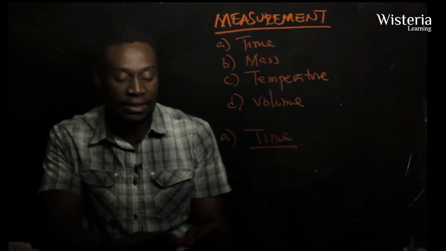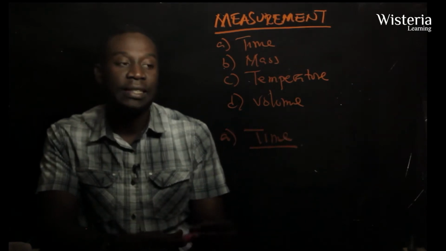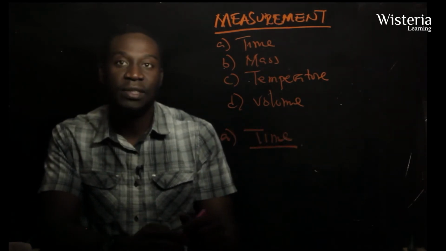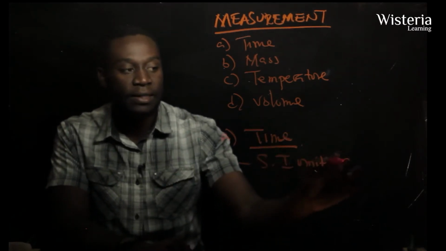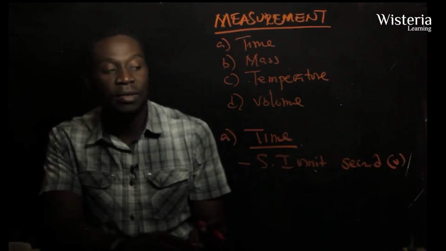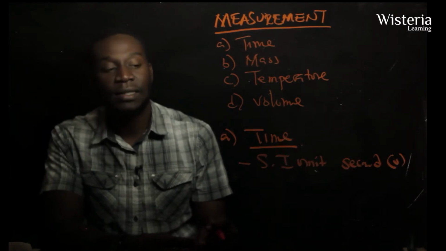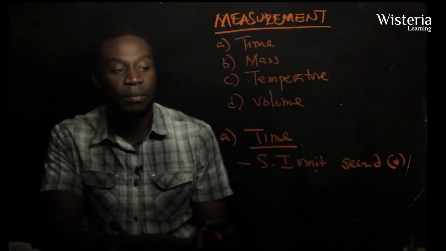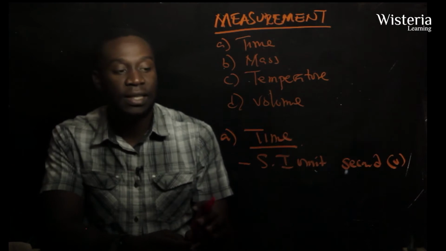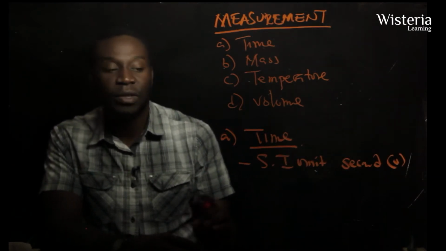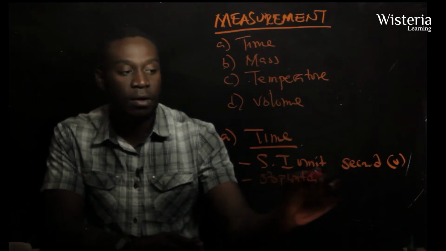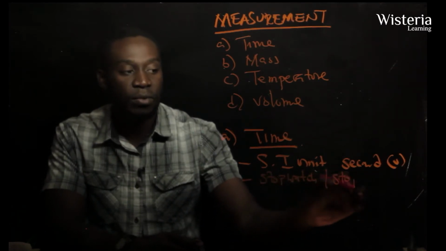So in chemistry, time, we measure it in seconds, or the SI unit for time is a second. So the SI unit is a second. But there are other units like minutes, hours, or weeks, which they usually use. But the SI unit, which is the standardized unit, is the second. So we measure time using a stopwatch, or can use a stopclock.